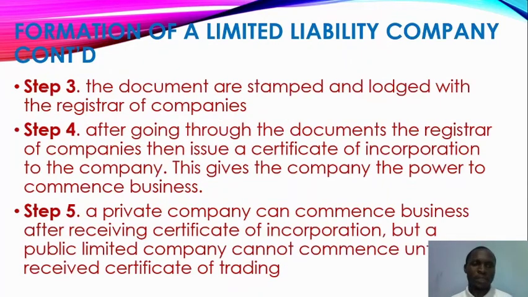So okay, step 3, the documents are stamped and lodged with the registrar of companies. Step 4, after going through the documents, the registrar of companies then issues a certificate of incorporation to the company. This gives the company the power to commence business. And lastly, step 5, a private company can commence business after receiving the certificate of incorporation, but a public limited company cannot commence until it has received a certificate of trading. So these are the steps that should be taken before any of these companies can be formed.